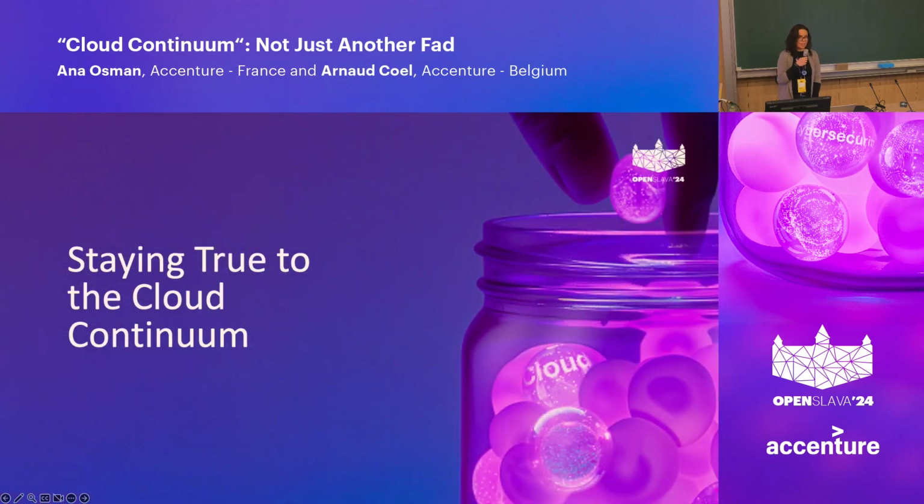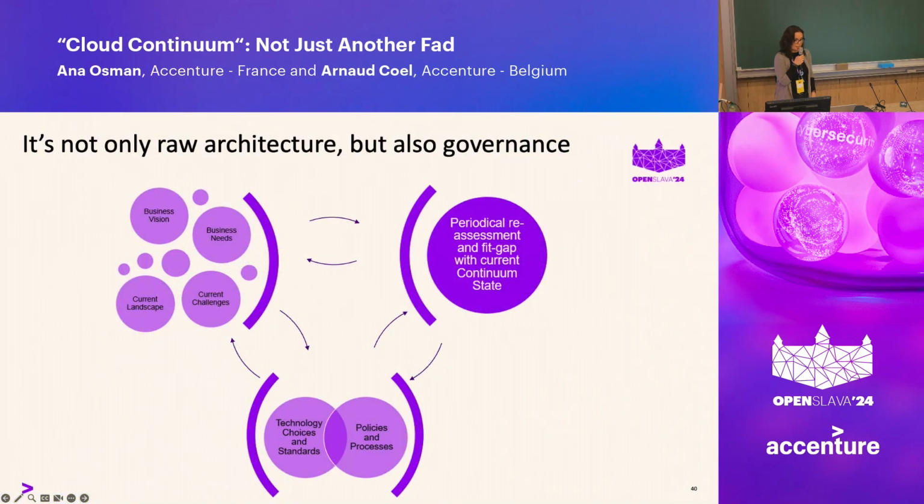Then, staying true to the Cloud Continuum means that, again, we're going back to highlighting the fact that once you have the Cloud Continuum in place, we have an iteration process. So we have the business vision, business needs, current landscape, current challenges. Based on this, we make the technology choices, policies and processes. And then we continue to periodically reassess and fit gap with current state.